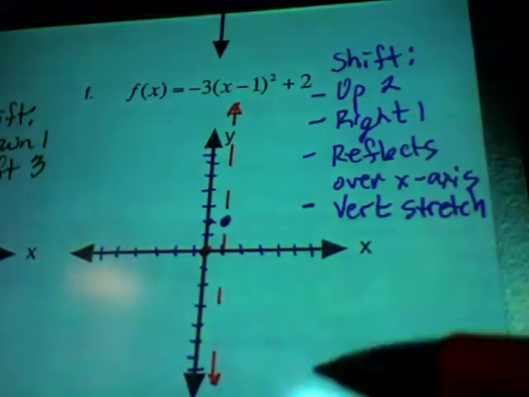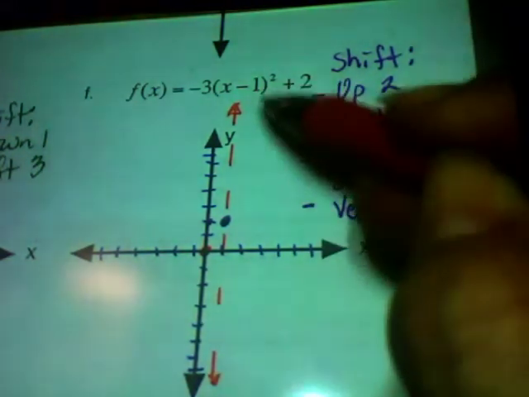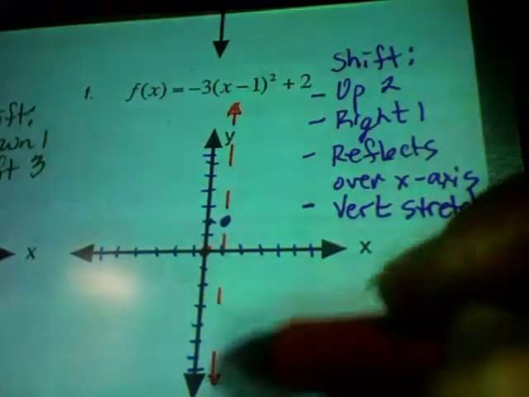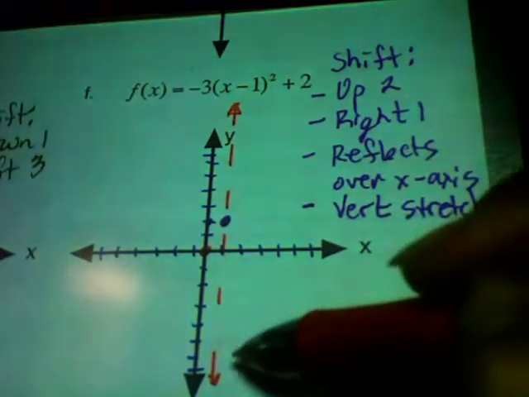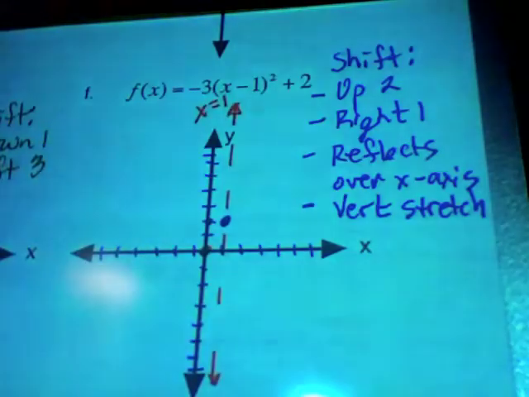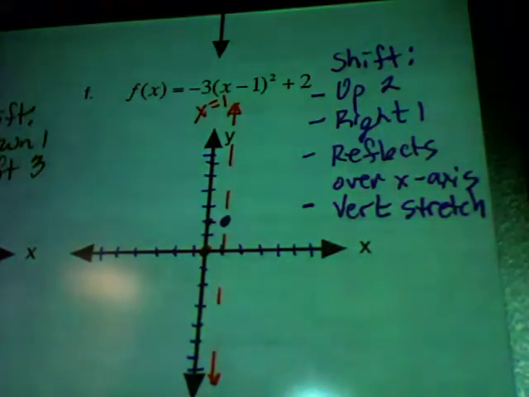What is the equation of this axis of symmetry? What axis does it go through? X equals 1. So this is x equals 1, because it goes through the x-axis at 1.